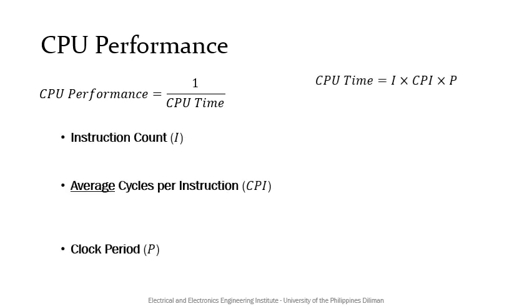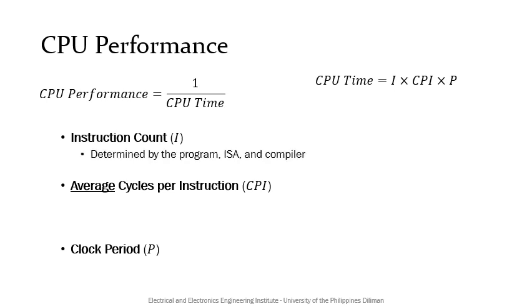CPU time, on the other hand, is a function of the instruction count, the average cycles per instruction, and the clock period. Formula-wise, CPU time is just the instruction count times the average CPI times P. I is in instructions, CPI is in cycles per instruction, and P is in seconds per cycle, and we thus end up with CPU time in seconds.